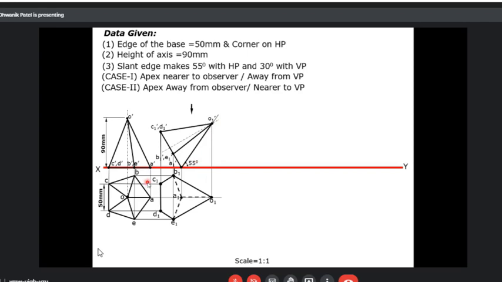Clear? Yes, sir. Okay, now tell me, O1 C1 and O1 D1: is it a solid line or a hidden line? O1 C1 and O1 D1.